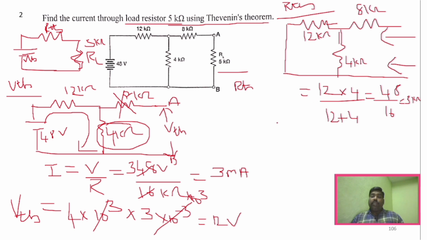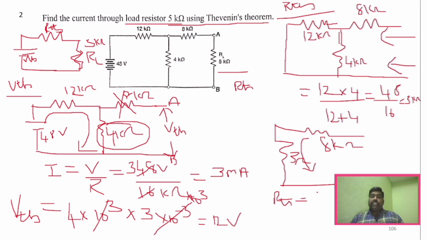So with this 3 kilo ohm, the circuit will become like this, right? It will be 3 kilo ohm and this will be 8 kilo ohm. Or you can also draw it in series like here, right? So now this is series. So RTH will be 8 plus 3, 11 kilo ohm. Understand how we got RTH? We have simplified this parallel connection and then we have added this resistor.